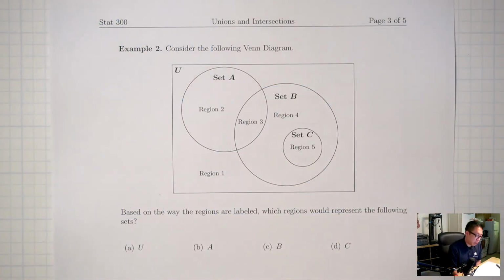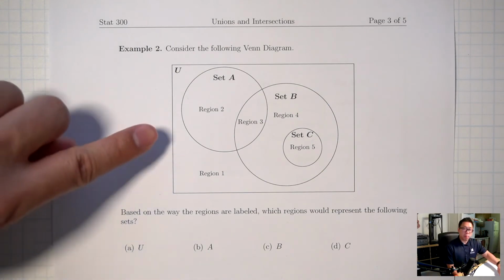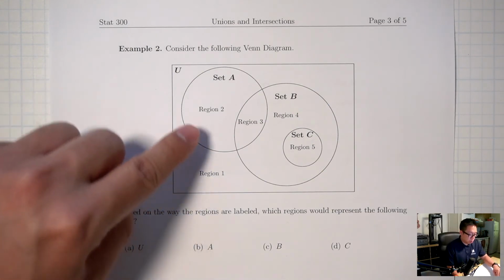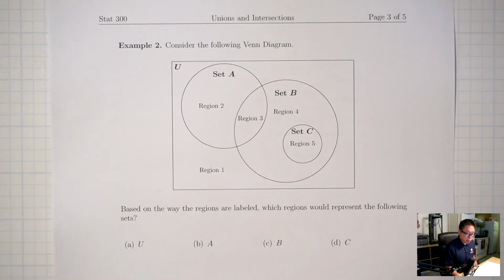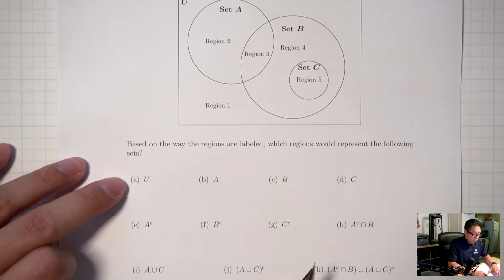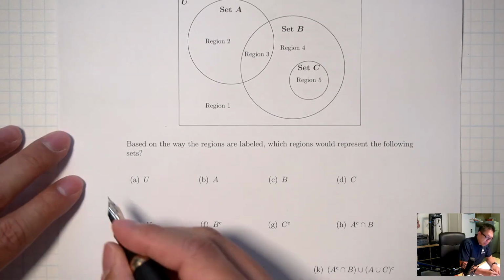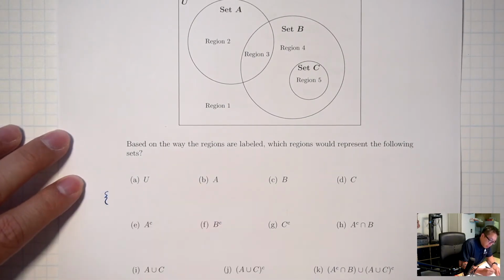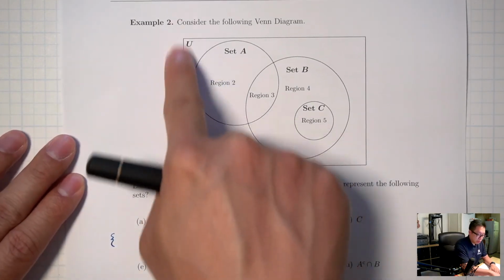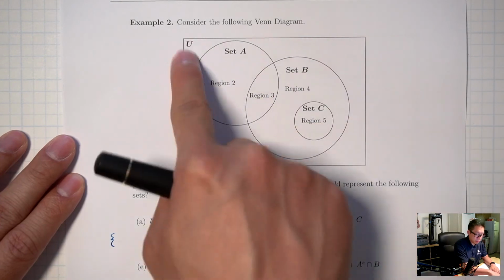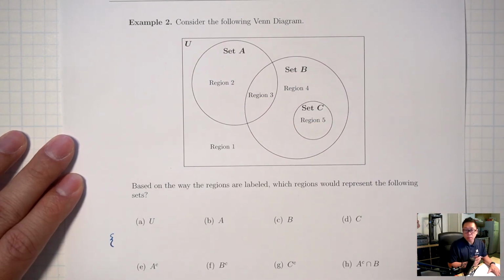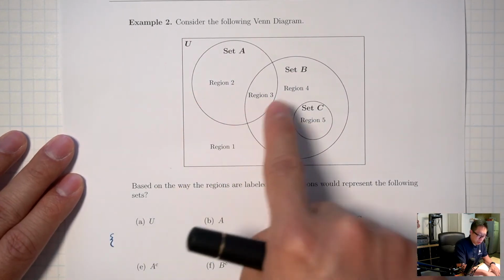Example 2. Consider the following Venn diagram, which is this picture here. So we have regions 1, 2, 3, 4, and 5. Based on the way the regions are labeled, which regions would represent the following sets? First one is regular U. A regular U is the rectangle. So what regions are inside of this rectangle? All of them, right? So 1, 2, 3, 4, 5.